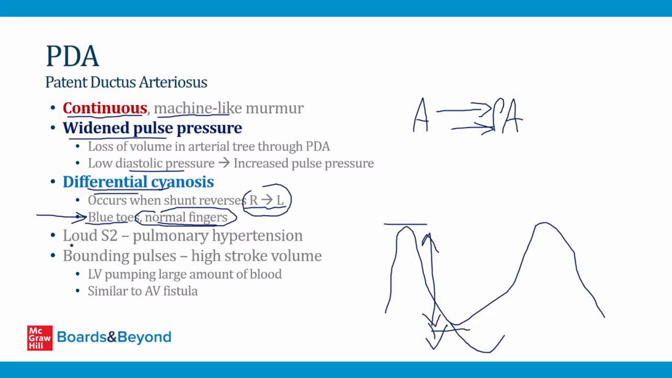Babies with a PDA can also have a loud S2. This is a finding you get anytime there's pulmonary hypertension. And when you have blood flowing from the aorta into the pulmonary artery, that can raise the pressure in the pulmonary artery, causing pulmonary hypertension.